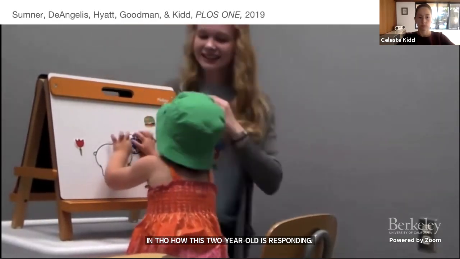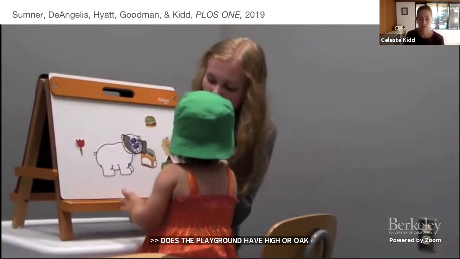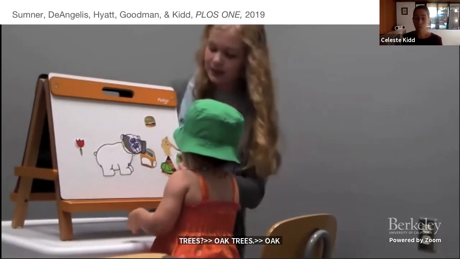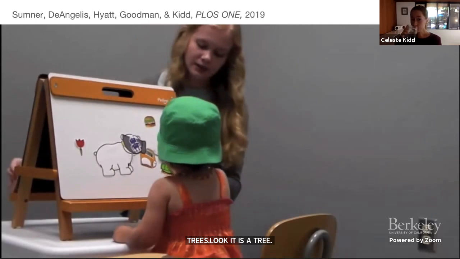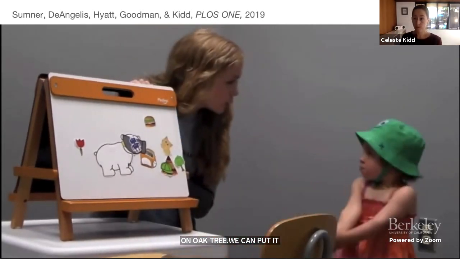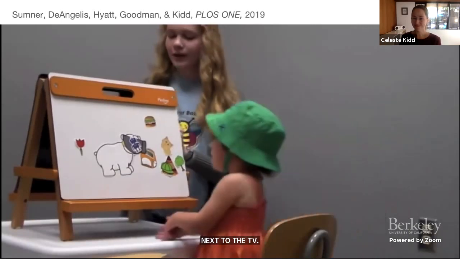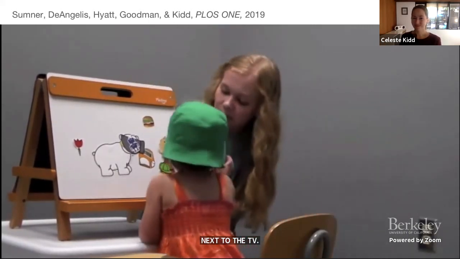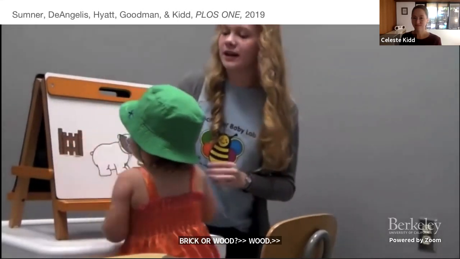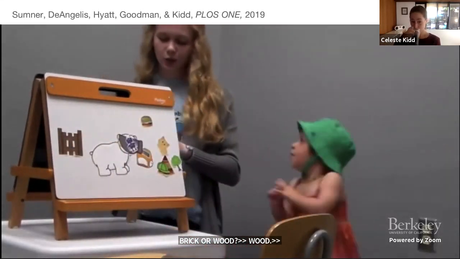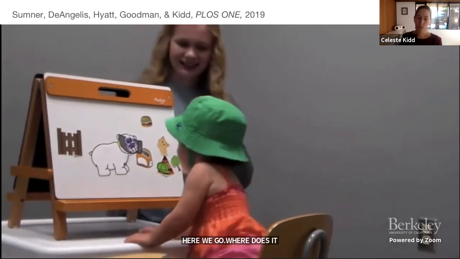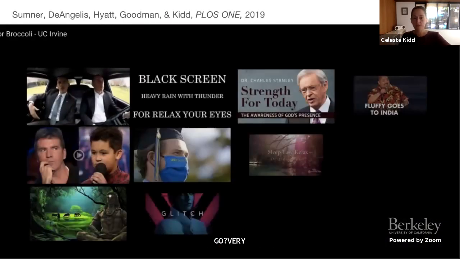Trees. Look, it's a tree. An oak tree. Where are you going to put it? Next to the TV? Yeah. Is the school fence brick or wood? Wood. Here you go. Where's it going to go? Oh, very nice. Is Rory's shirt yellow or red? What? Red. Right.